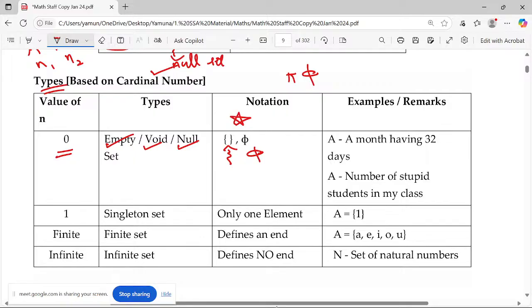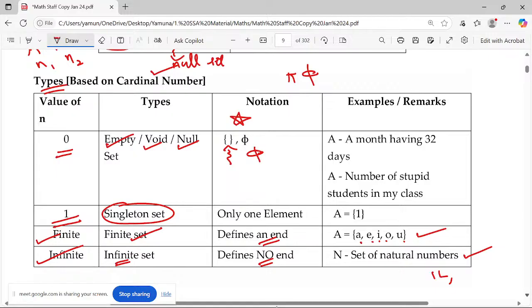Then if there is only one element in the set, we call it a singleton set. If there is a finite number of elements, which means a definite end is known, we call it a finite set. An infinite set goes on, we don't know where it stops; it defines no end. For example, the set of natural numbers goes on and on. After 1 lakh, I can tell it's 1 lakh and 1, but still I don't know where it's going to stop. And AEIOU, that's the end.